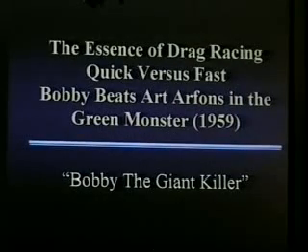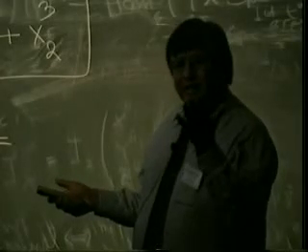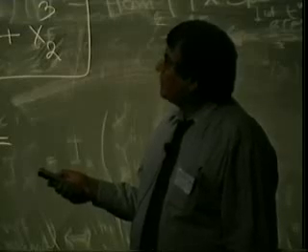We're getting ready. Now here's a mathematical point. The essence of drag racing: quick versus fast. Fast, here I use as miles per hour. Quick means elapsed time. How fast do you get there? So I want to use as an example one that everybody uses pretty much across drag racing history.